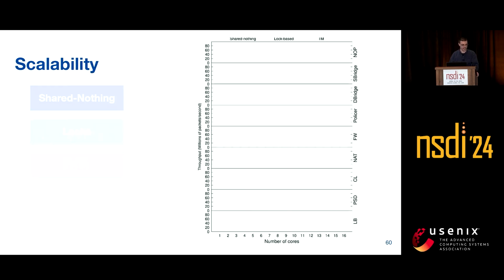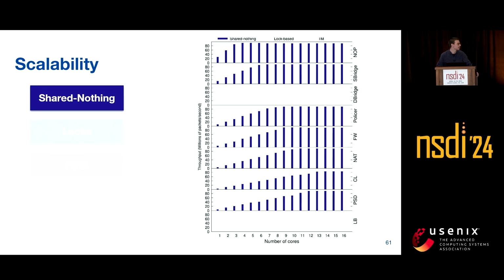Okay, so let's take a look into scalability. On the right side, on the y-axis, we have all the network functions that we evaluated. We have a baseline no operation, a static bridge, a dynamic bridge, a policer, a firewall, a network address translator, a connection limiter, a port scan detector, and a load balancer. On the x-axis, we have the number of cores from 1 to 16 cores. On the y-axis on the left side, we have throughput in millions of packets per second. Here, higher is better.